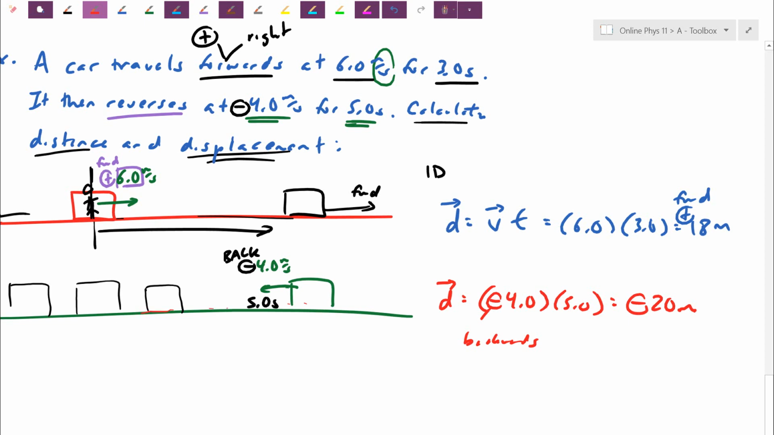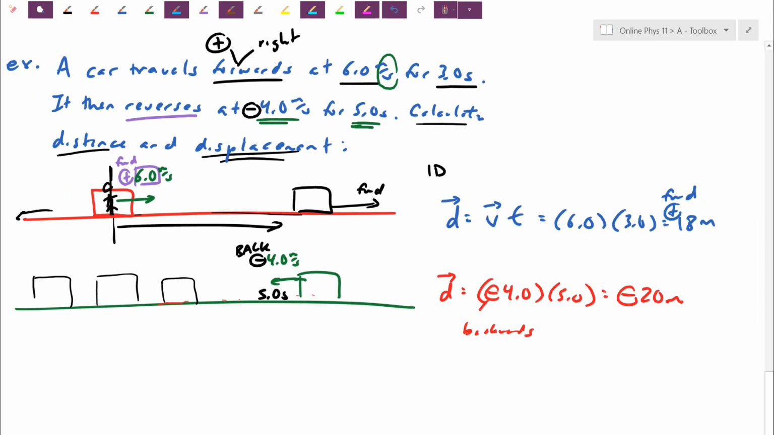So what we just calculated is that in the first setup, you've gone 18 meters in front of your start. Later on, we travel negative 20 meters, so 20 meters back the way you came.